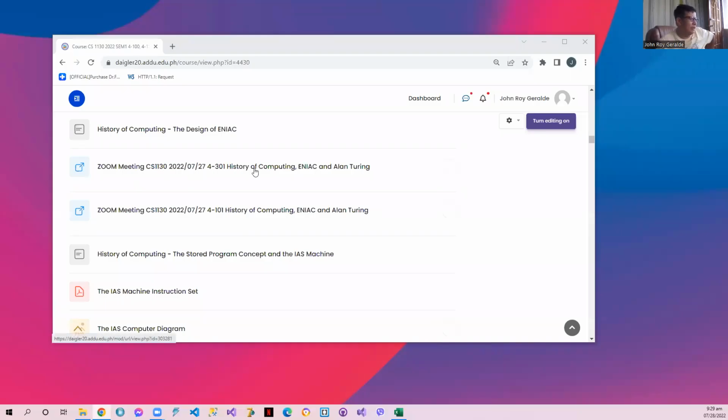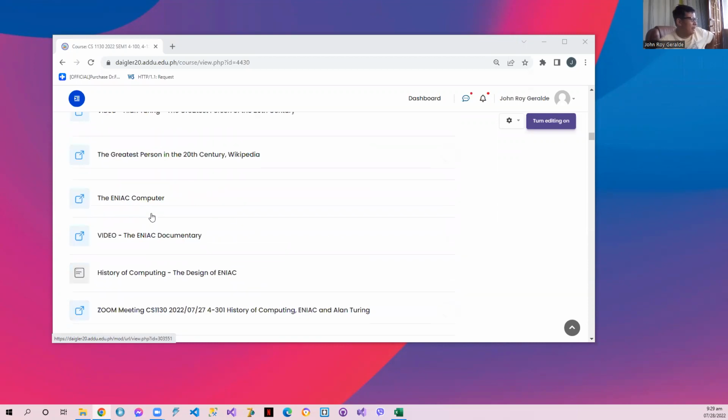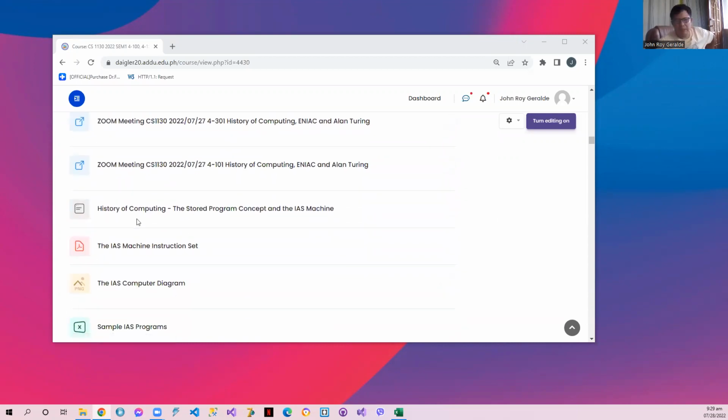Yesterday I have this recording, history of computing, and then ENIAC and Alan Turing. So you have your class, the date and the section and the topic being discussed, so that it will be easy for you to locate. Usually it will be right after the topic that is being discussed. Any questions so far?